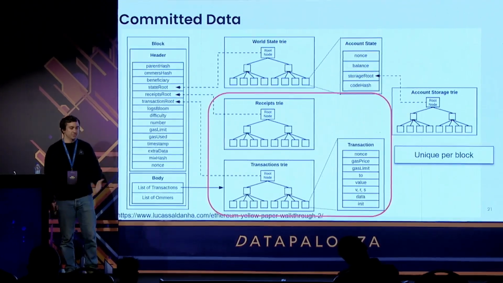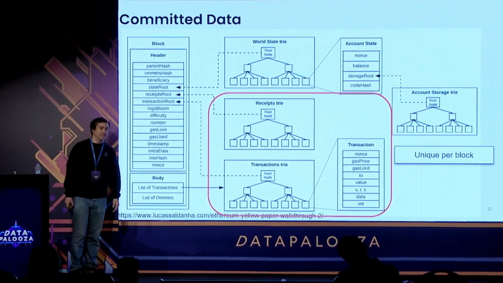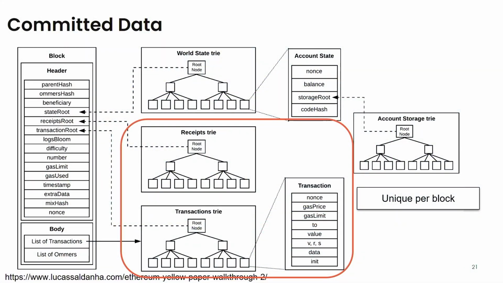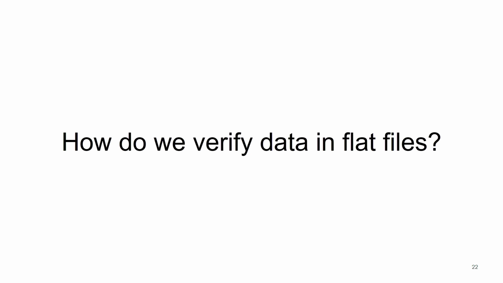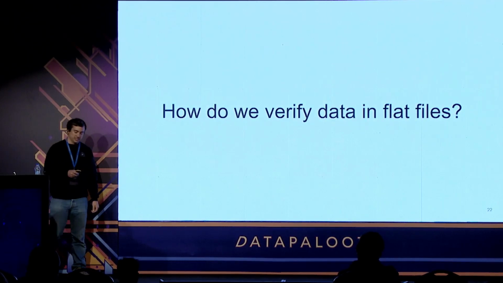This is a figure that we're probably familiar with in this room. Again, this is how you commit to data. We're looking at receipts and transactions, and all of these receipts and transactions for each block are what gets stored in flat files. Okay, so now, how do we verify flat files?